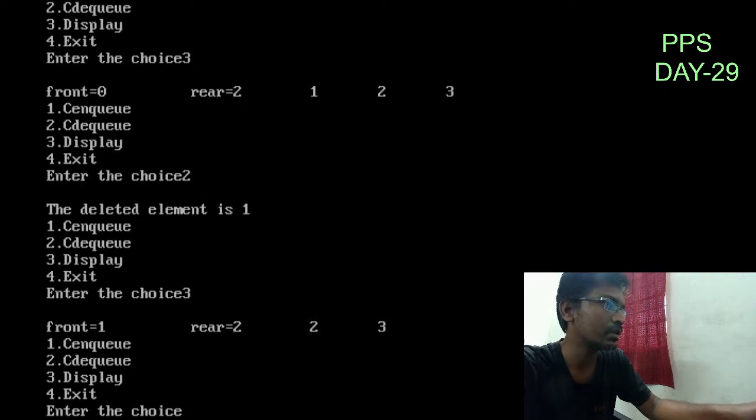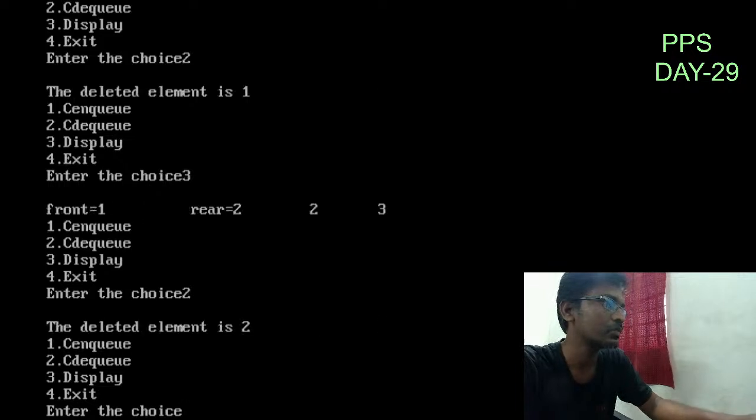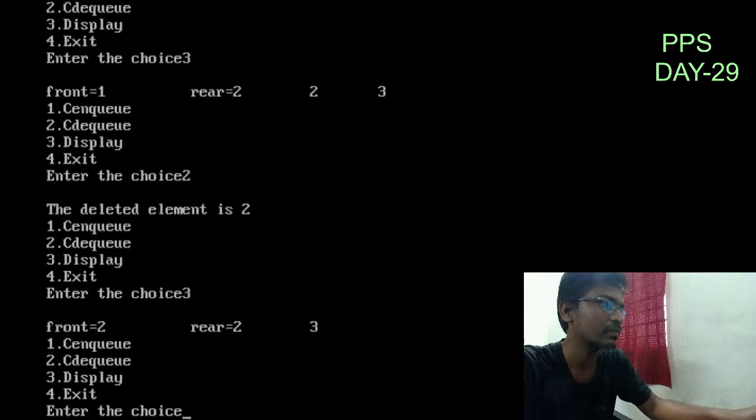Now we have to delete one more time. So now the deleted element is 2. Now you have to display. Now see here. Now the front value and the rear value are pointing to the same position, that is the third element. So whenever the front value and rear value are pointing to the same position, if you delete that third element, then it will reach -1.